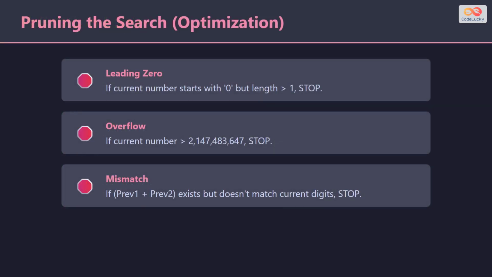To make this efficient, we prune the search tree. If we encounter a number with a leading 0, we stop that branch immediately. If a number exceeds the maximum integer value, we stop. And of course, if the sum we expect doesn't match the digits in the string, we stop.